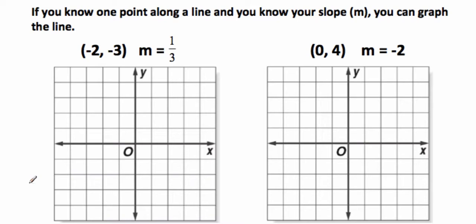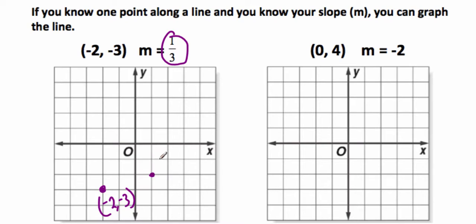So using that information, we can actually use our slope to help us count. Remember, the number on top is the rise, the number on the bottom is the run. So start at the point negative 2, negative 3. That means you go left 2, down 3. Here's our point, negative 2, negative 3. And we want to use a slope of 1 over 3. So that means it goes up 1 and over 3. So we go up 1, over 1, 2, 3. And then we can do it again.